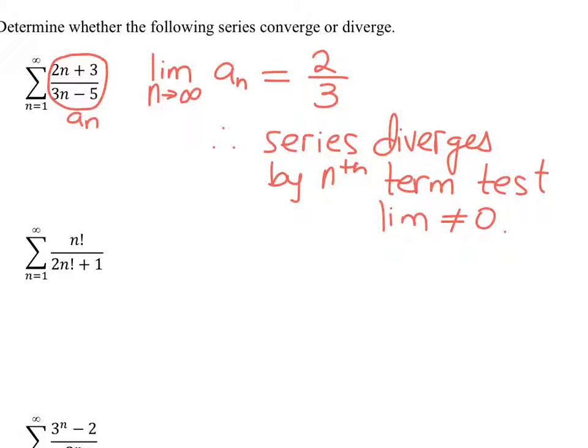The second one, limit as n approaches infinity of n factorial over 2n factorial plus 1. All right. Believe it or not, we're going to follow the same procedure for this one as we did in part A. I'm just going to expand it a little bit.